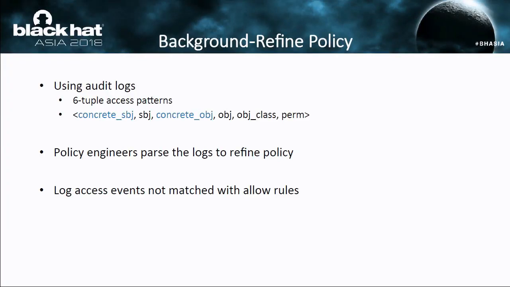In practice, our strategy is first to write some draft versions, and then we try to refine the policies using the audit logs. In general, the audit logs contain six-tuple access patterns, and in addition to the rules, they also contain the concrete subject and object. Policy engineers will parse these logs to refine the policies. They will focus on the logs that are mismatched with the allow rules. It means that some operations are not allowed by the defined policies, but they happen in the real world.